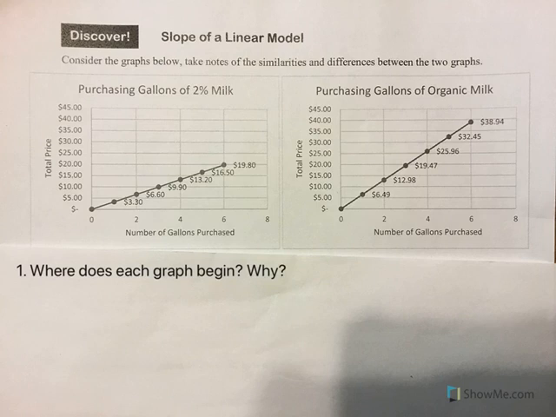All right, so here's your introduction to slope, dealing with linear models. So we have two graphs here. We've got one purchasing 2% milk and one purchasing organic. So where does each graph begin and why?